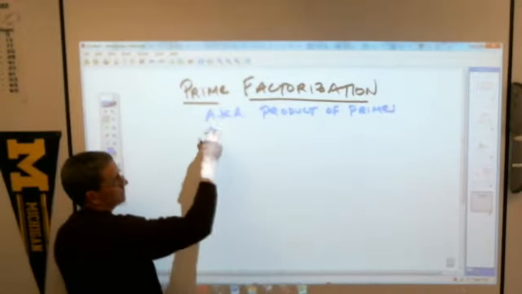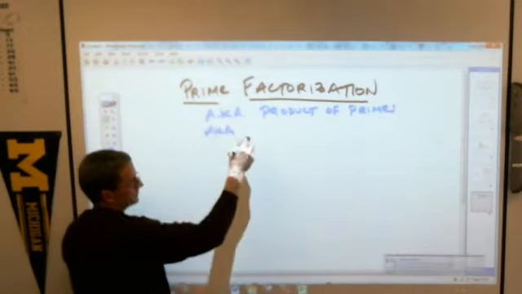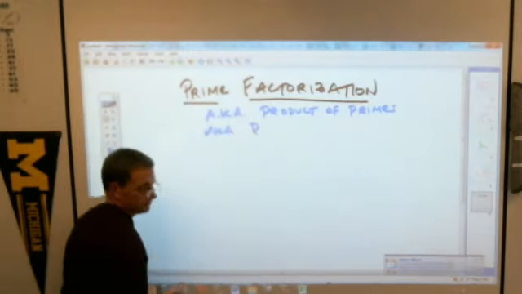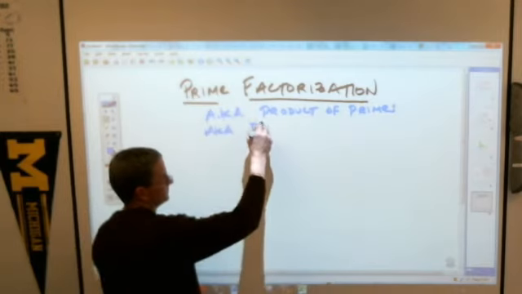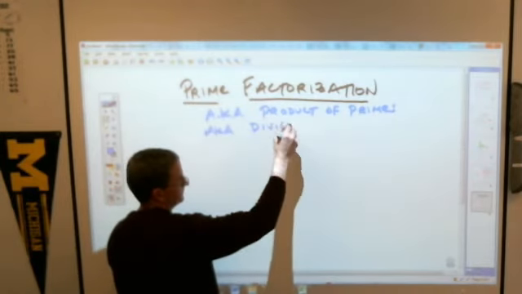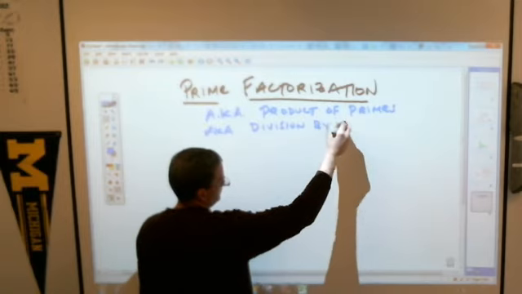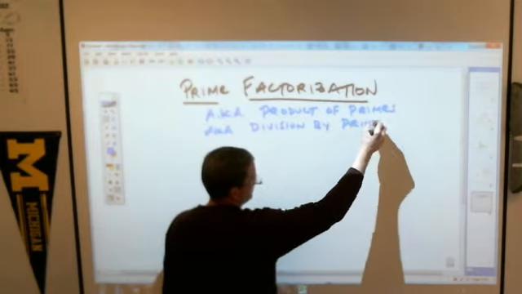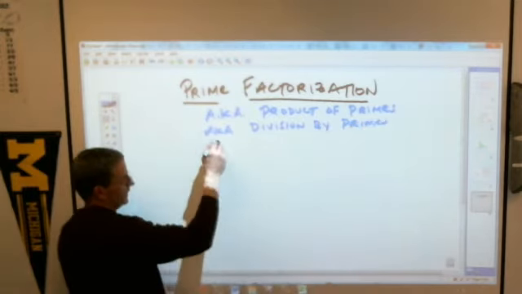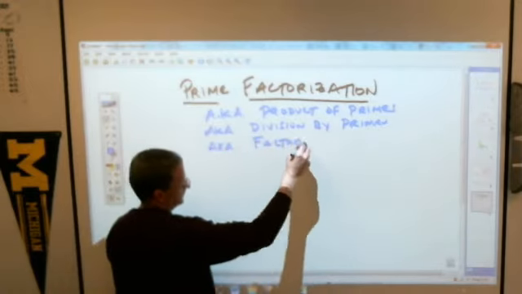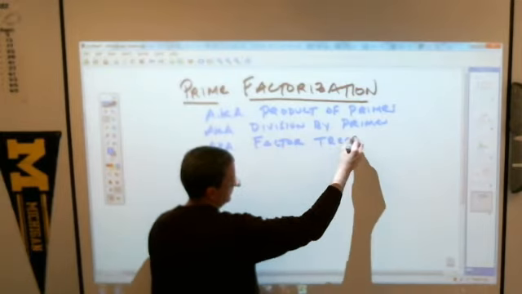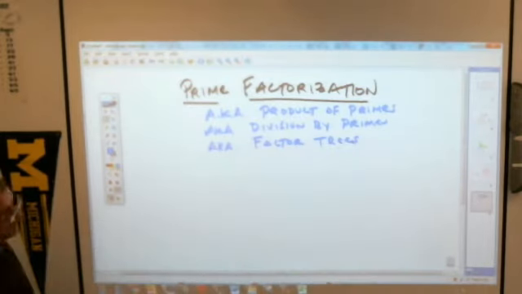Also known as division by primes. Also known as factor trees, or the tree thing. They all mean the same thing. They are all the same thing.